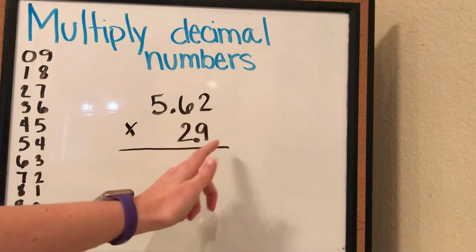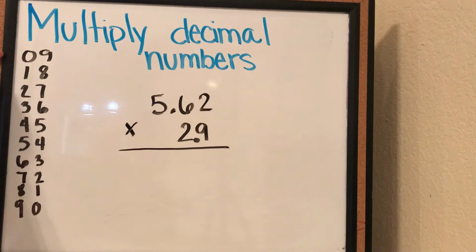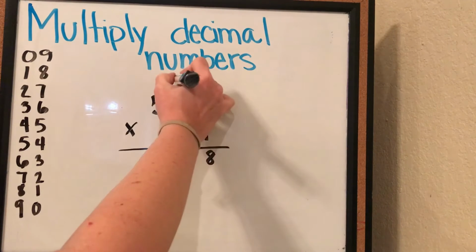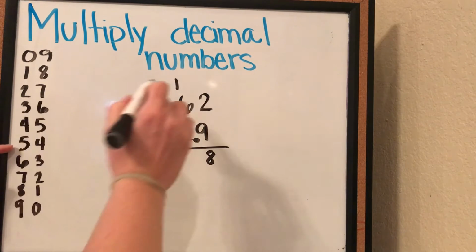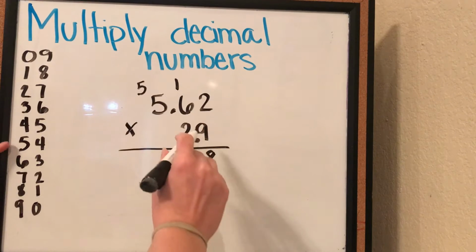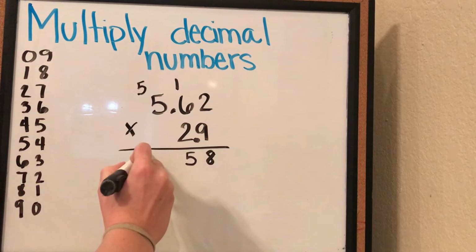So my first step is doing ones place times ones place. 9 times 2, if I don't know that, I'm going to go over here. 1, 2. 9 times 2 is 18. I'm going to put my 8, carry my 1. 9 times 6, 1, 2, 3, 4, 5, 6 is 54. Plus 1 is 55. 9 times 5, if I don't know it, 1, 2, 3, 4, 5, 45. Plus this extra 5 is 50.